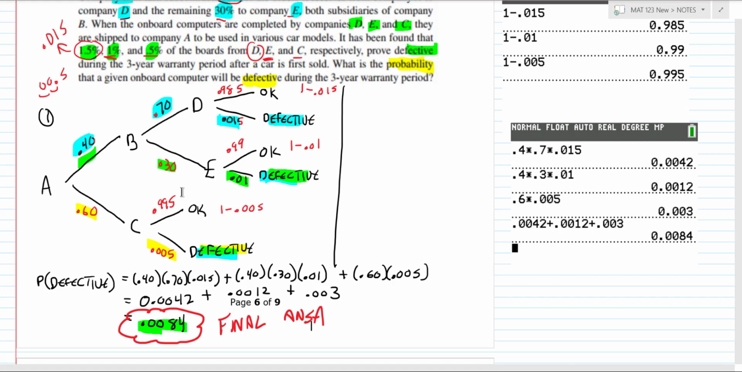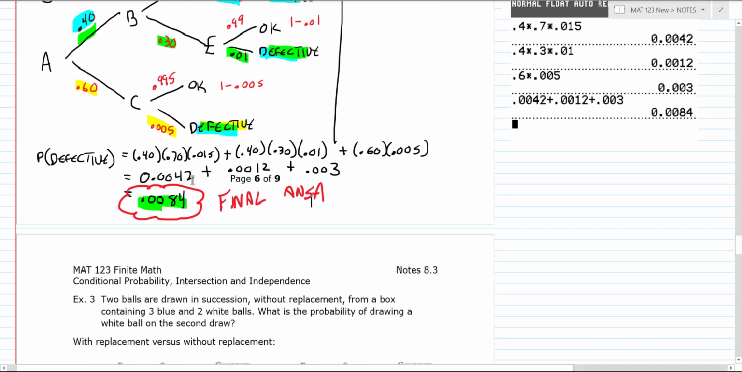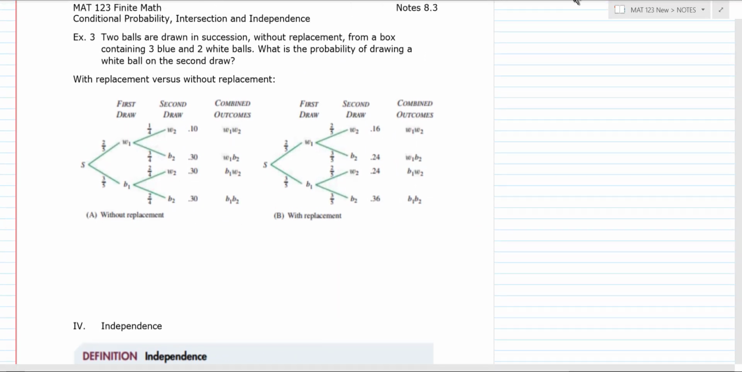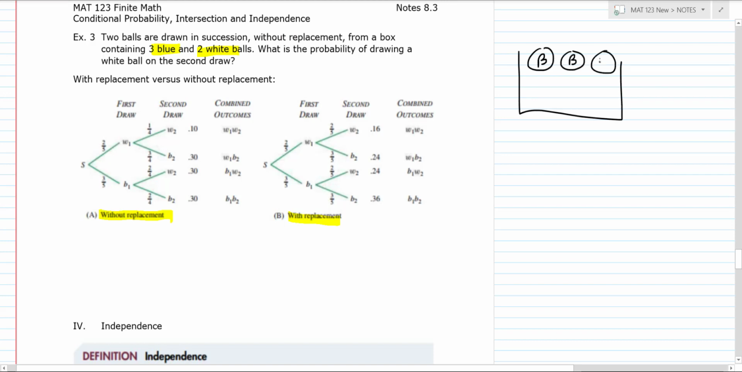All righty. Okay, so let's push on here and let's see what we're doing here. So next page, I've just taken an example out of the book to show you the difference between a situation where you have without replacement versus when you have with replacement. Okay, so let me just go over this one right here. This one basically says you have a bag and you have 3 balls that are blue and 2 balls that are white.